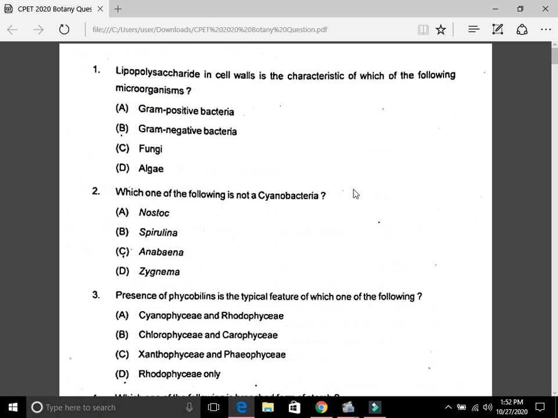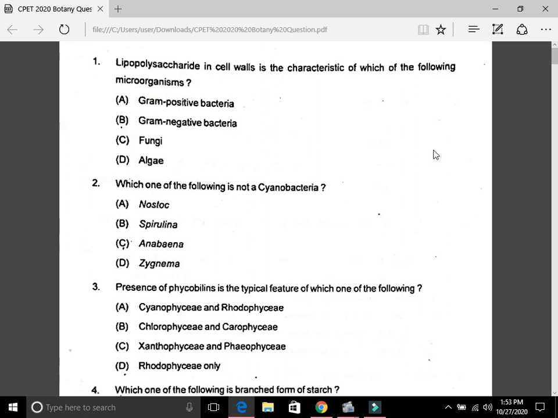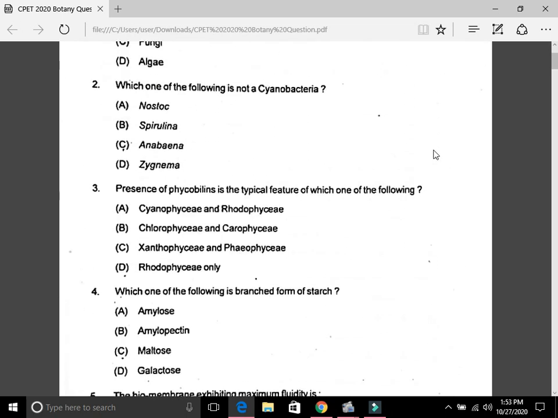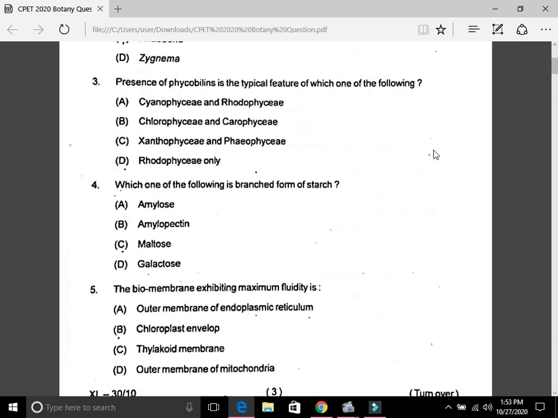Let's begin. The first question, lipopolysaccharide in cell walls is the characteristic of which of the following microorganisms? The answer is B, gram-negative bacteria. Which one of the following is not a cyanobacteria? The answer is D, Zygnema.